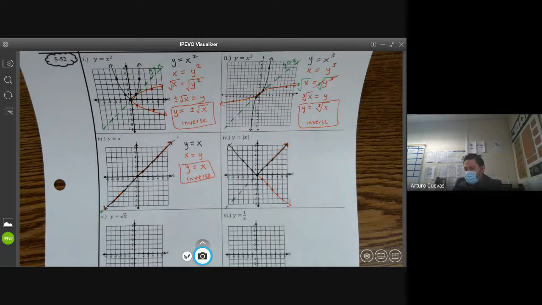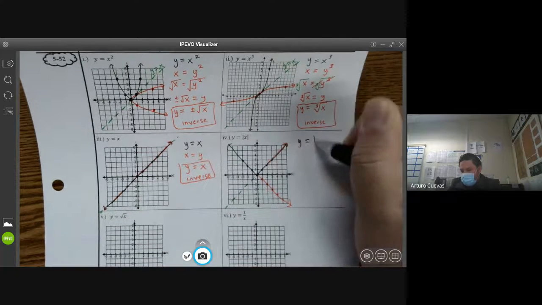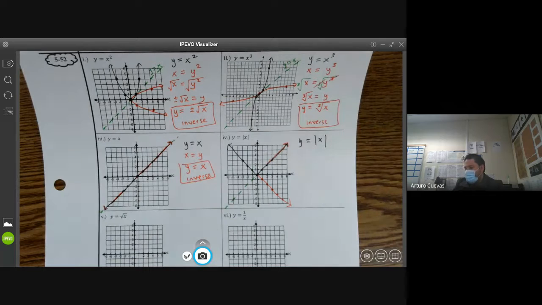Now, I didn't do it algebraically, but if we did it algebraically, if we start with y equals absolute value of x, how do I find the inverse algebraically?